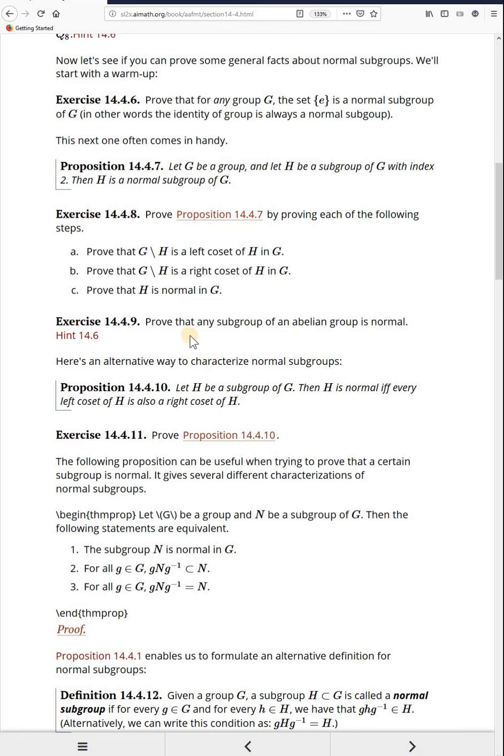All right, now this one says, prove any subgroup of an abelian group is normal. I think that's pretty straightforward. The hard thing about this may just be to give the right words. The idea is that any left coset, Hg, should be equal to gH, and just say that in words in the right way.